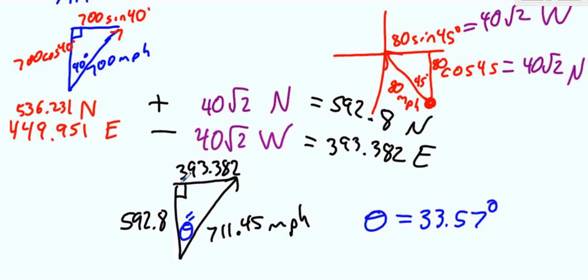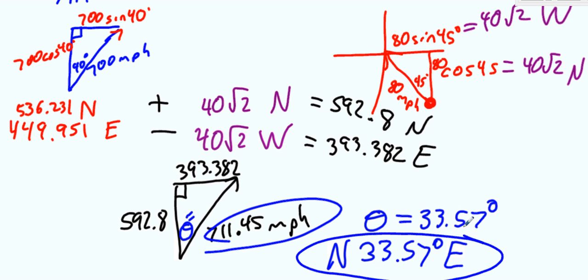And when we turn that back to a bearing, we're going north and then that many degrees to the east. So it is starting from the north, go 33.57 degrees towards the east. So there's our speed and there's the direction.